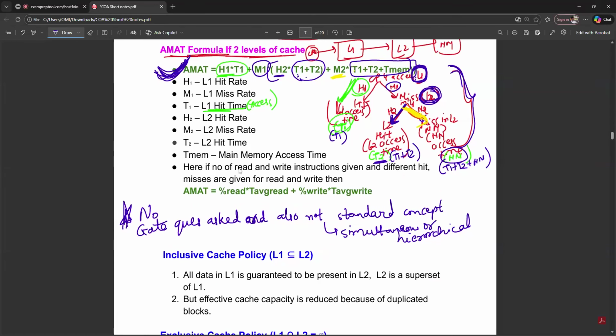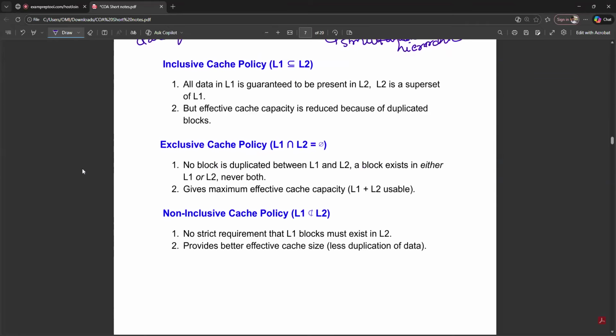Understand it intuitively. Okay. One another point here. If the number of read and write instructions are given, and different hits and misses are also given for read and write, then this is the average memory access time. Like percentage of read instructions into its average time, and percentage of write instructions into its average time. So percentage of read into its access time, percentage of write into its access time. Got it?